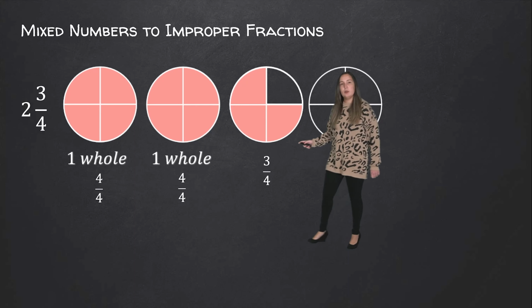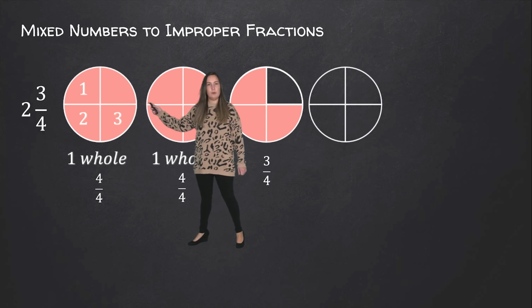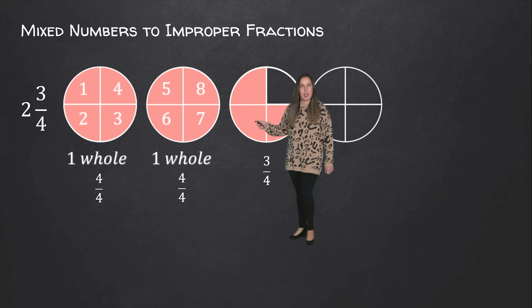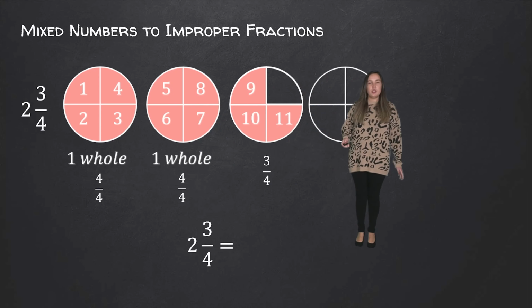So here we have, let me show you the 11 pieces that we have. 1, 2, 3, 4, 5, 6, 7, 8, 9, 10, 11. So 2 and 3/4 is equivalent to 11 over 4. And that's it.